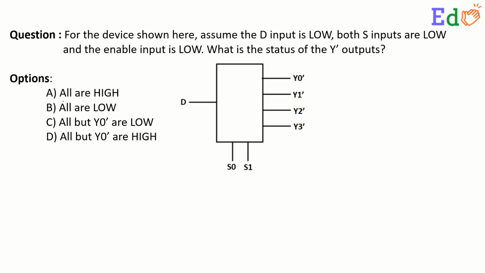Now the options are A, all are high, B, all are low, C, all but Y0 bar are low, and D, all but Y0 bar are high.